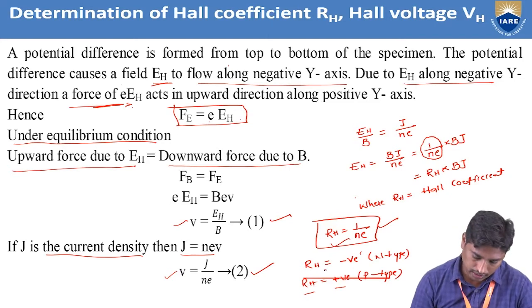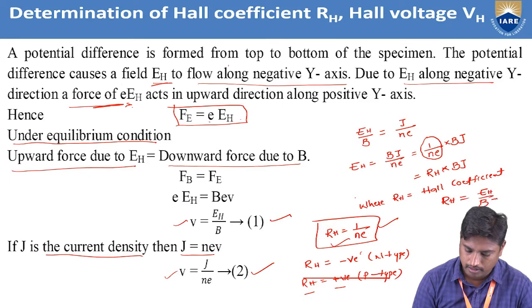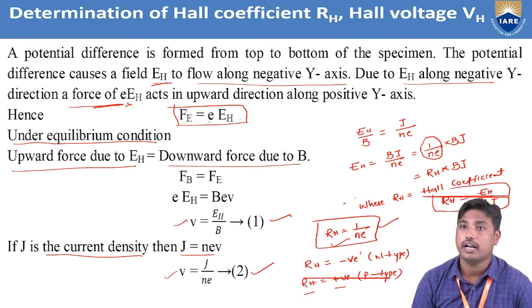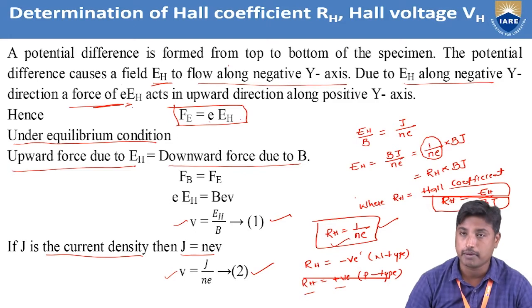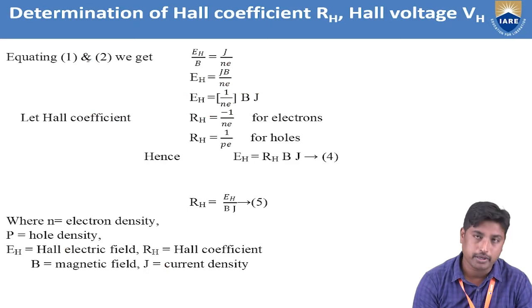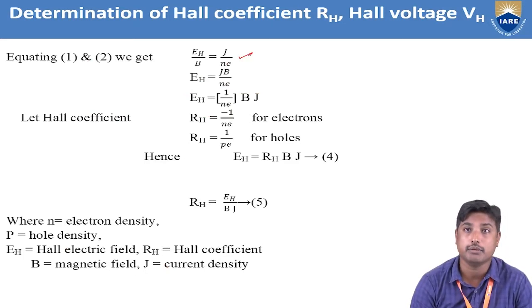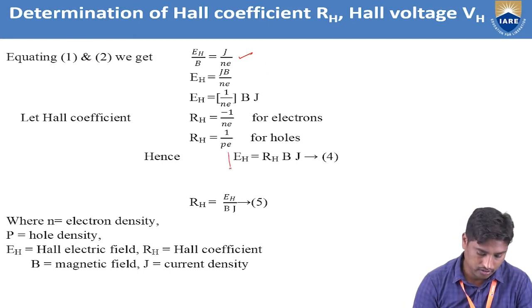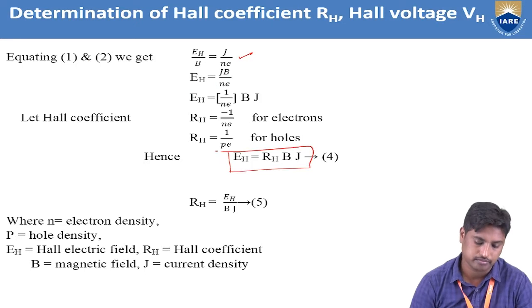So this is one of the equations from the derivation. What is the equation? R_H equals E_H by B J. There is a relation between R_H and E_H: Hall coefficient, electric field, current density and magnetic field also. Comparing equations 1 and 2, E_H by B equals J by n into e. E_H equals J B by n e. Here E_H equals R_H into B into J.